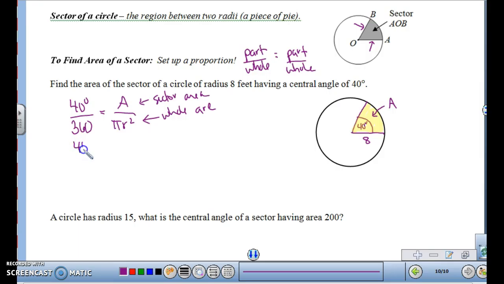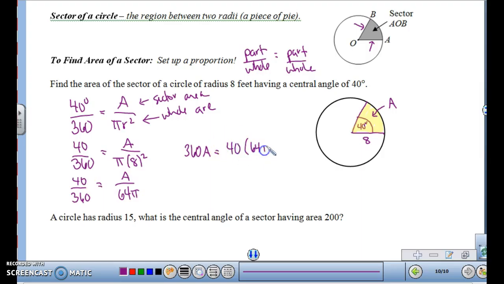Okay, so it's 40 over 360 equals A over pi times 8 squared. So that's going to be 64 pi. 40 over 360 equals A over 64 pi. All right, so all we do, same thing, cross multiply. We get 360A is equal to 40 times 64 pi. All right, and 40 times 64 pi is 2560 pi. Don't forget the pi.